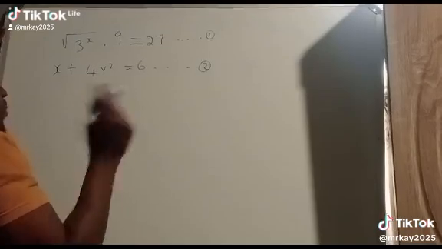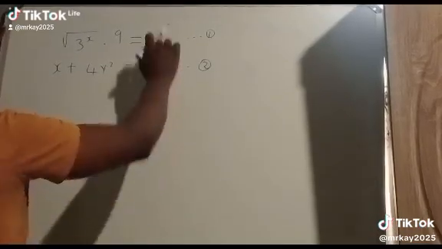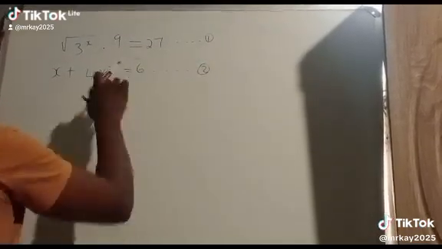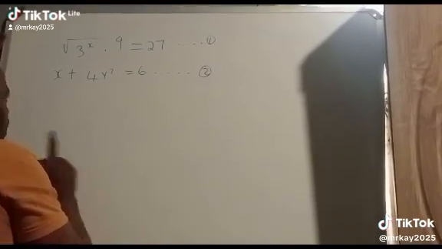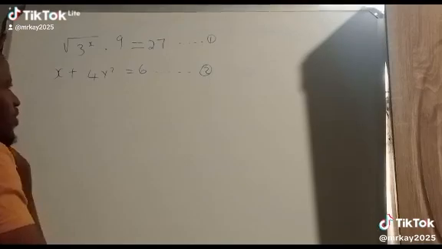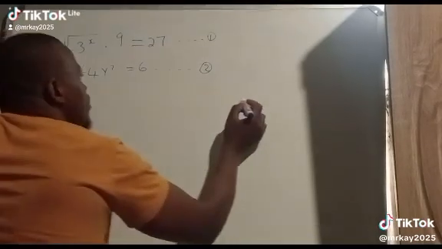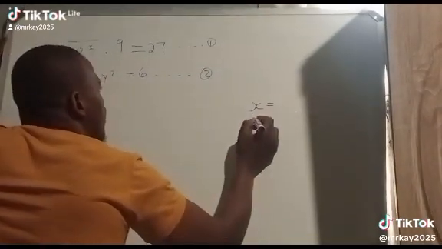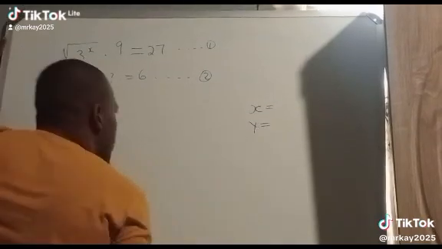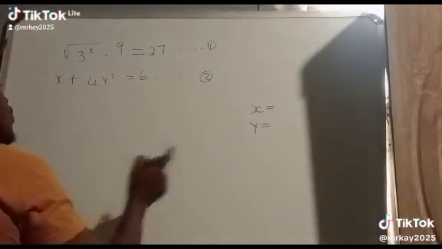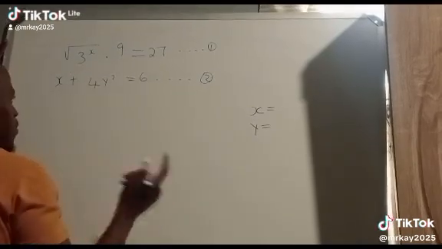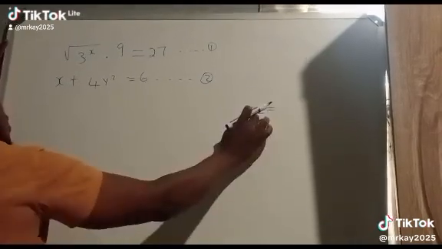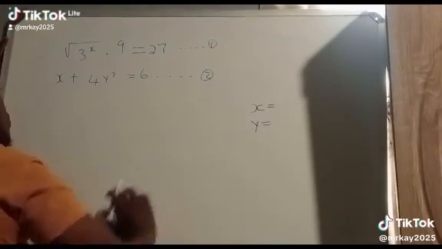Number one, I want to tell the person marking to say, okay, this is equation 1 and this is equation 2. Why am I doing that? Because in simultaneous equations, we are trying to find x must be equal to something, and y must be equal to something. So how are we going to achieve that? I analyze my two equations and I check the one that is simple to change to become x equal to something or y equal to something.